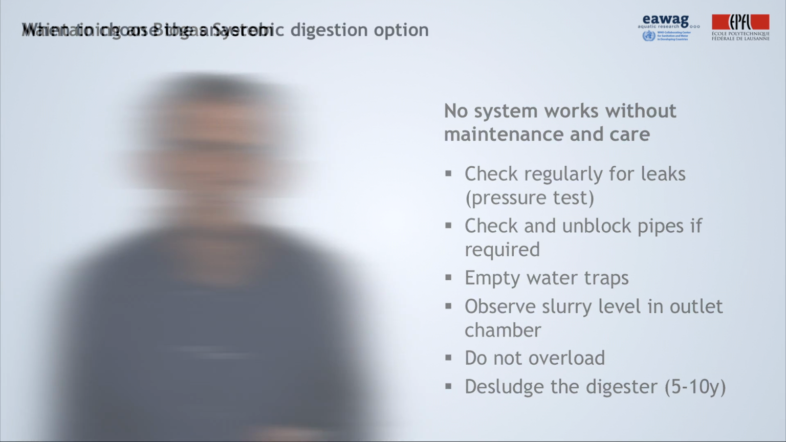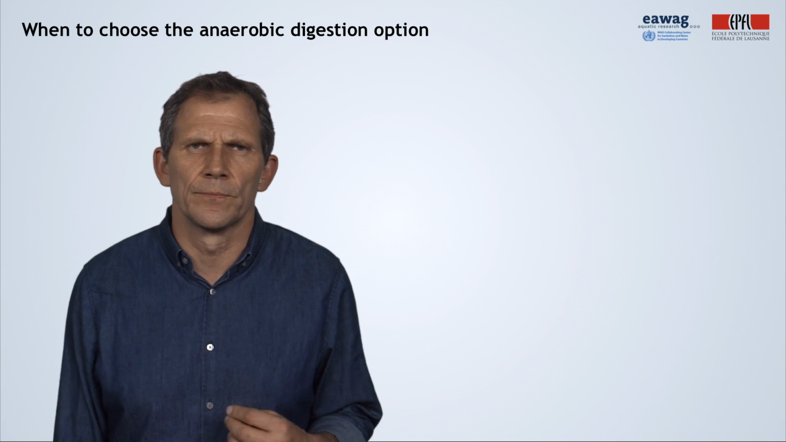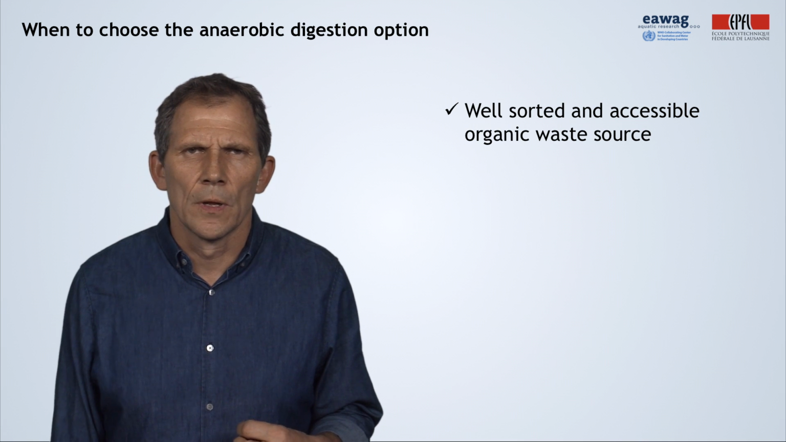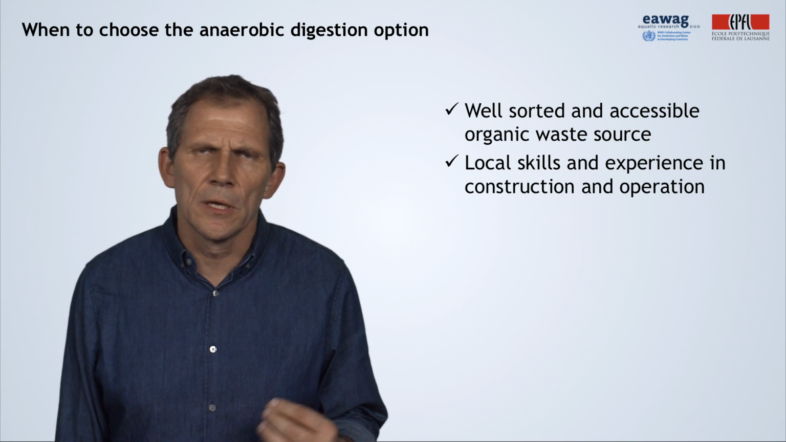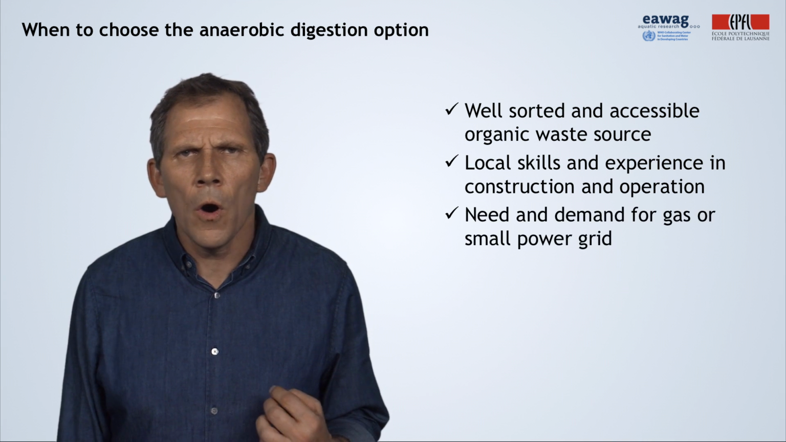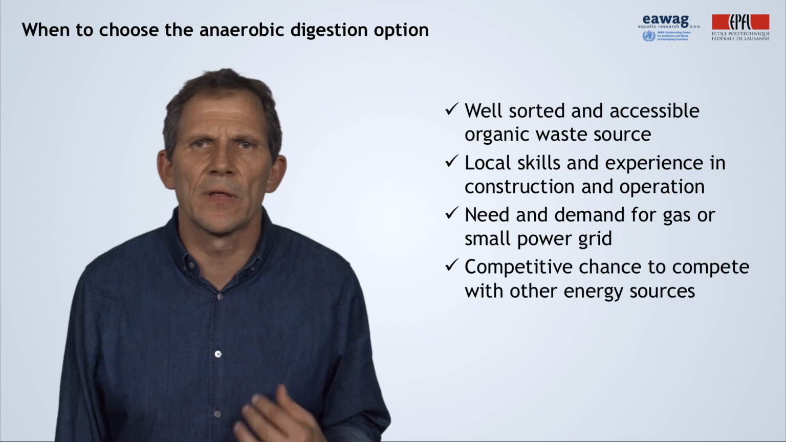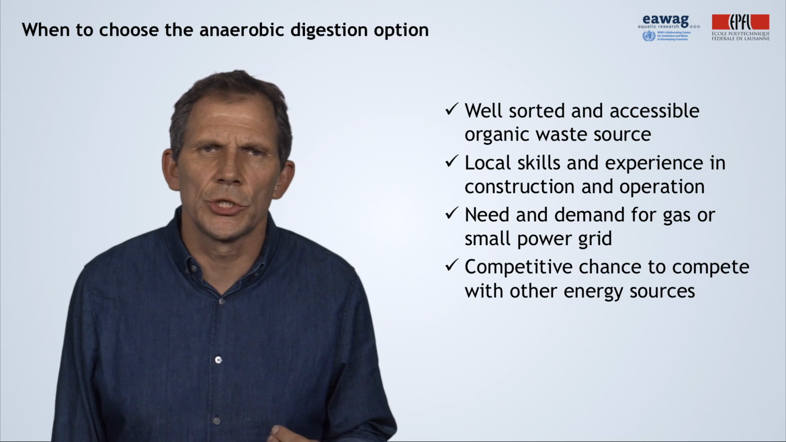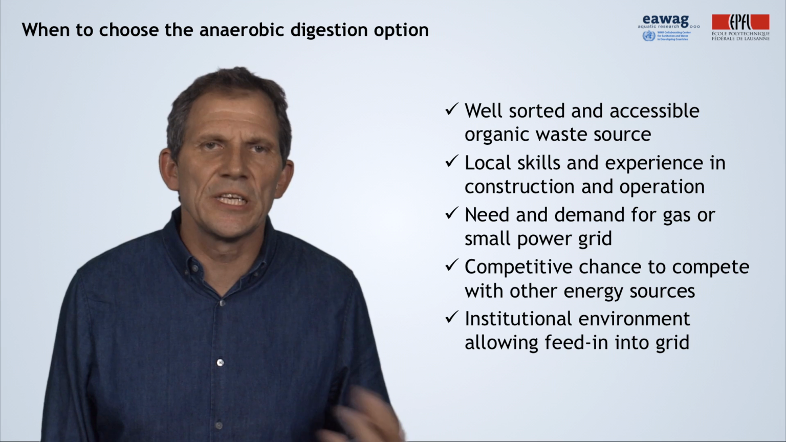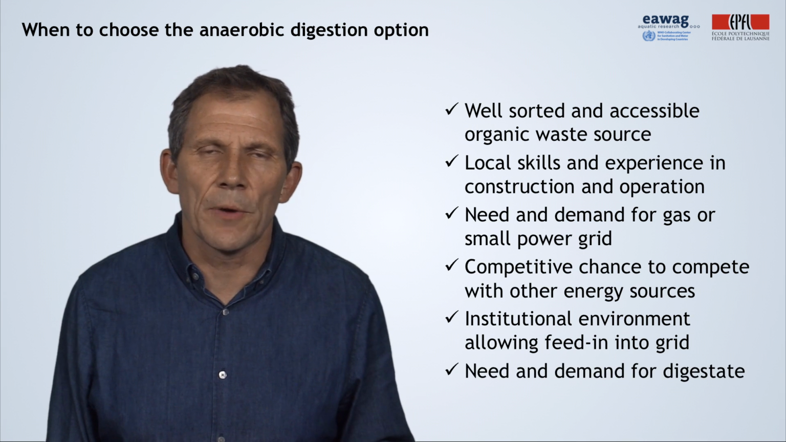So now we've heard a lot about anaerobic digestion as an option for waste management. But when should we actually choose this option? Well, one aspect is that we need access to a well-sorted organic waste source. What we also need to think about is that we need local skills and experience in construction and operation. Then, need and demand for gas is a requirement. Or we need to have a small power grid which we can feed into. We also need a competitive chance to compete with other energy sources. And this is an economic issue. Finally, we need an institutional environment allowing feed-in into the grid, especially if we're converting gas to electricity. And ideally, we need a demand for the digestate for reuse in agriculture.